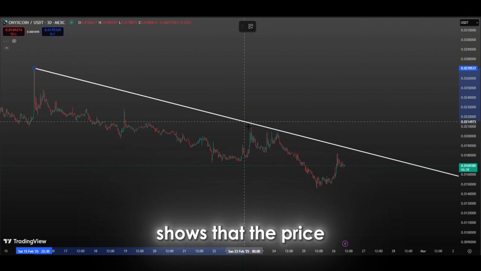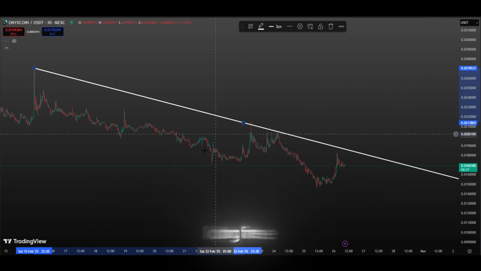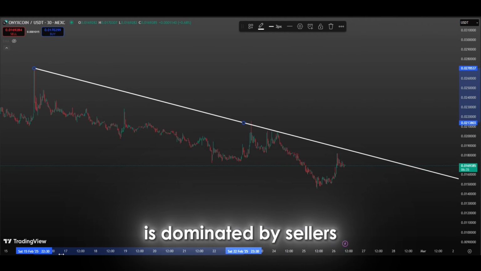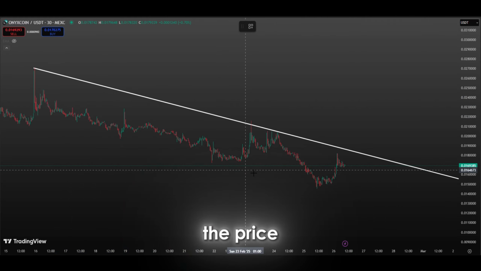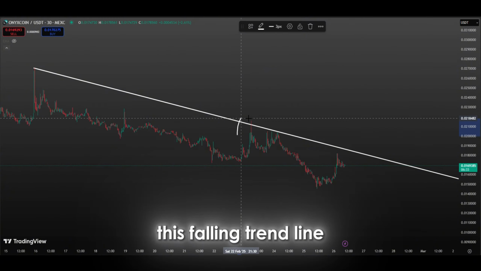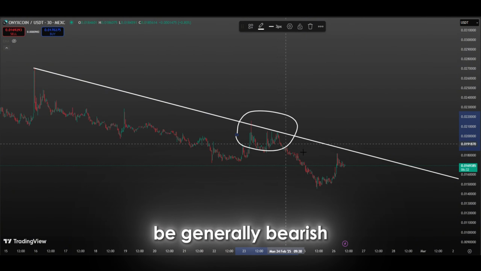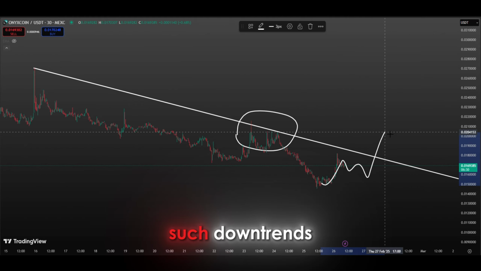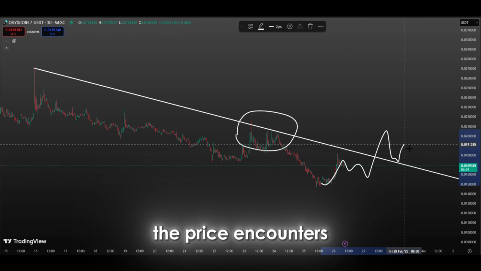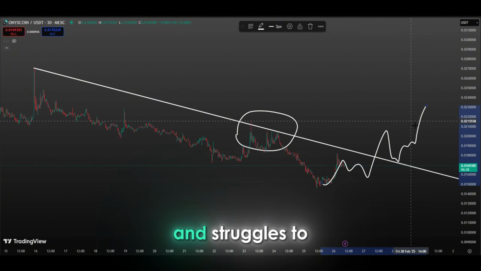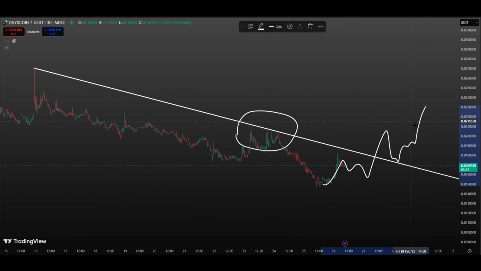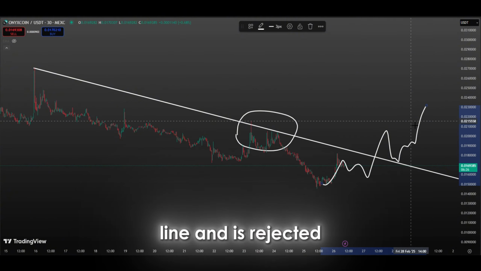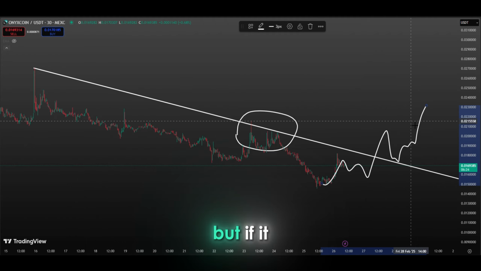This trend line shows that the price has been moving downwards for a long time, and the market is dominated by sellers. As long as the price stays on the lower side of this falling trend line, the market will be generally bearish, and buyers will remain weak. Such downtrends usually indicate that the price encounters resistance at certain levels and struggles to break through it on each of its attempts. If the price approaches this trend line and is rejected, the downtrend is more likely to continue. But if it breaks this trend, it will begin to rise after a retest.